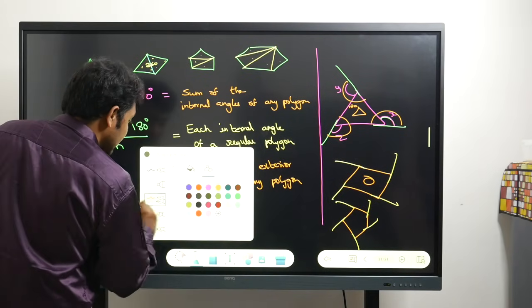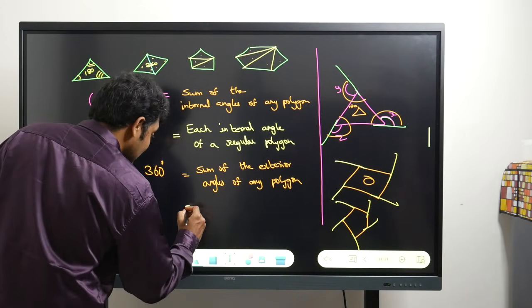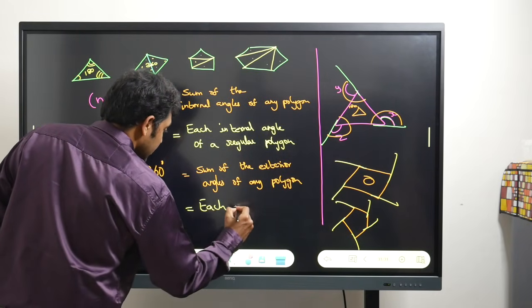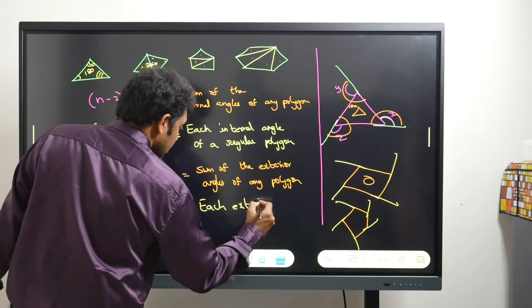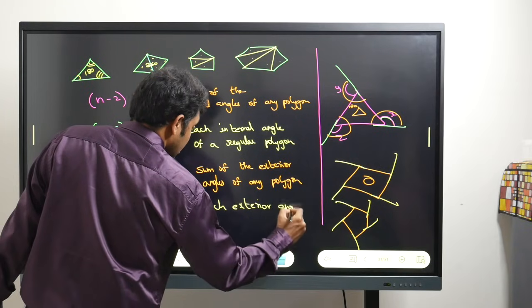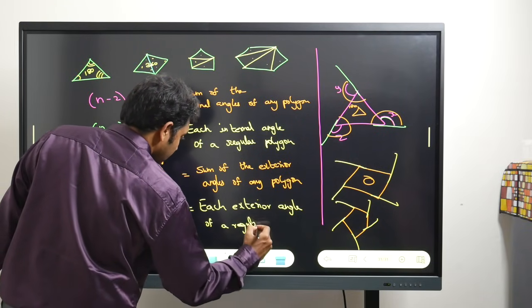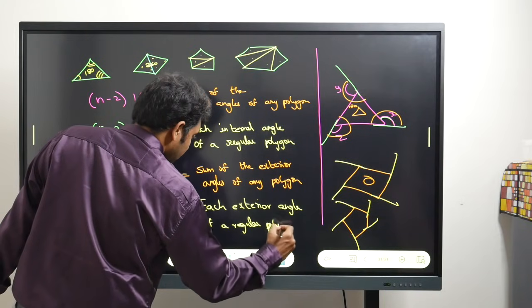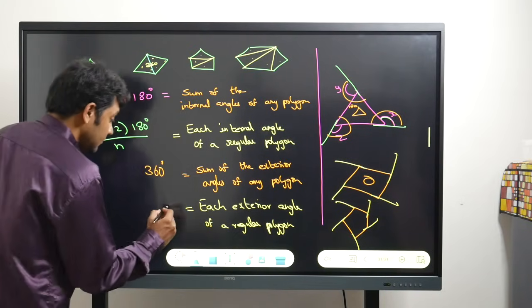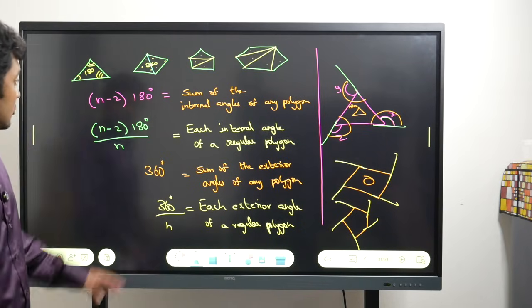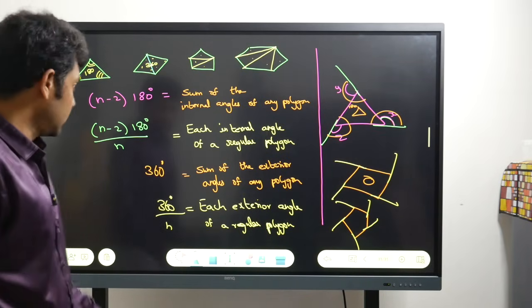Similarly, if I have to say each exterior angle of a regular polygon, that should be 360 by n. That's it. So you should remember all these four formulae.